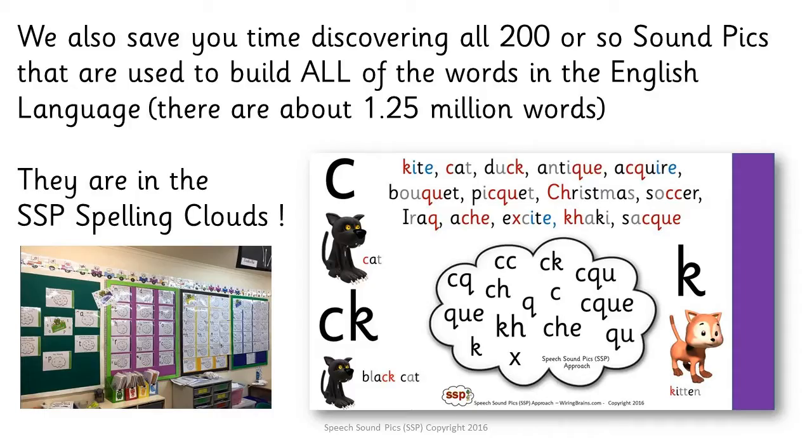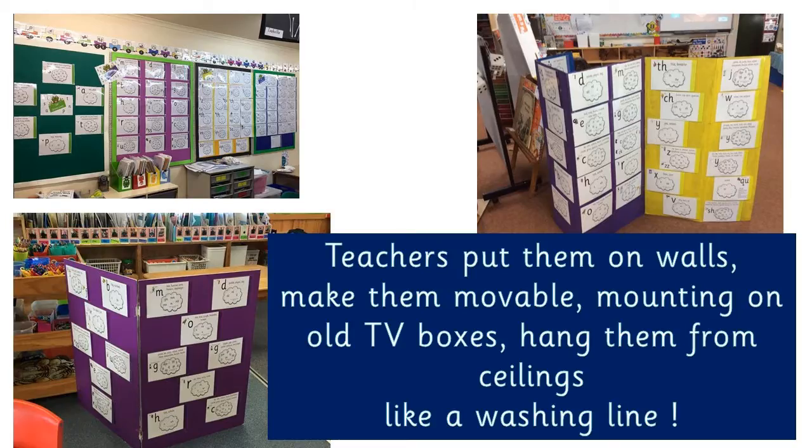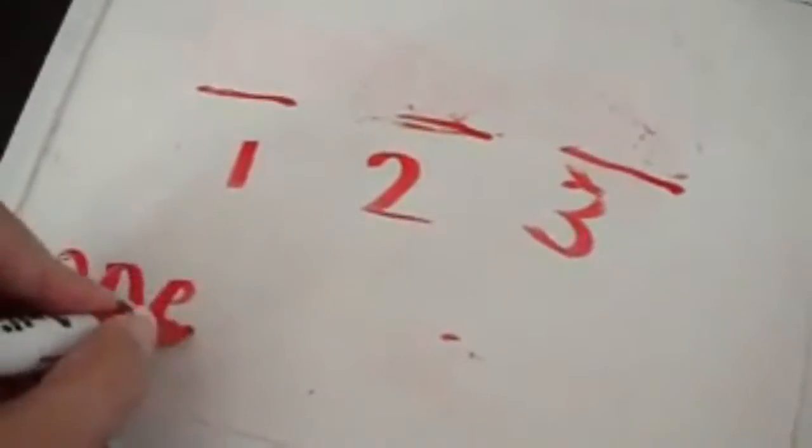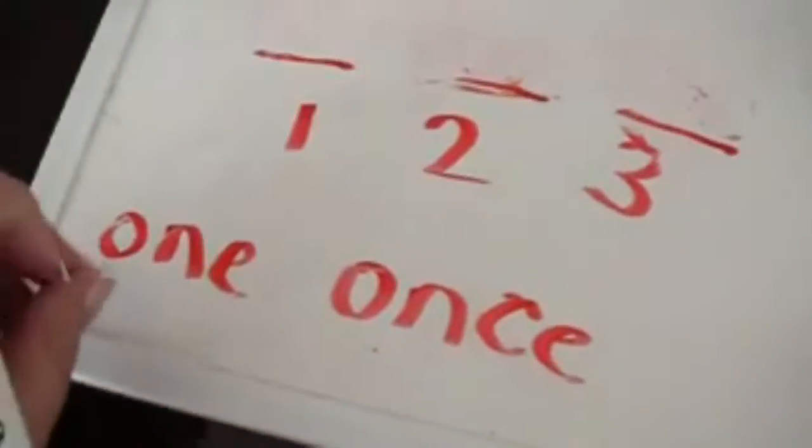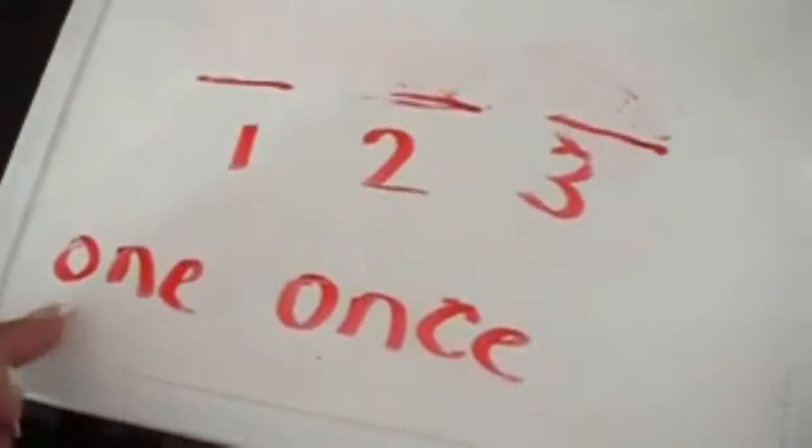I've put them all in the spelling clouds, so make sure you have them displayed on the walls from day one. The only words you can't map are those. That's it. All the other words can be mapped. W, O, M just doesn't map. But every other word can. But let's start with getting the children to listen.